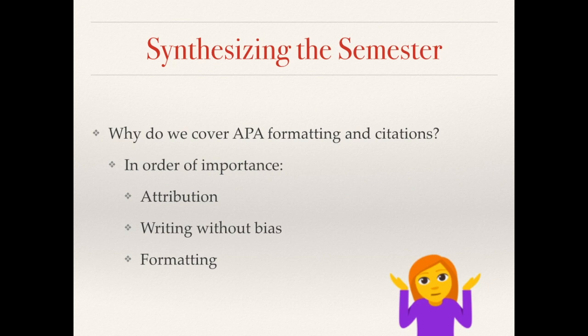The second most important thing is writing without bias. APA tells us that we should try to write in a more neutral fashion. I think that's another important thing, probably not quite as important as attribution, but also very important. And then lastly is the formatting issue. That's really the least important thing. I know it's one of those things that can easily be picked at, and page numbers go here and author name goes here and that kind of stuff. But really, that's the least important thing when we talk about APA.